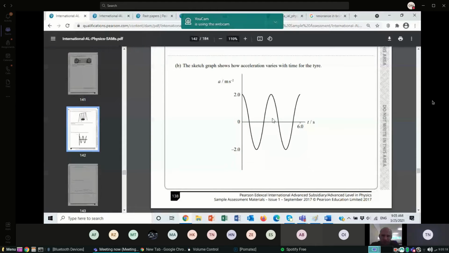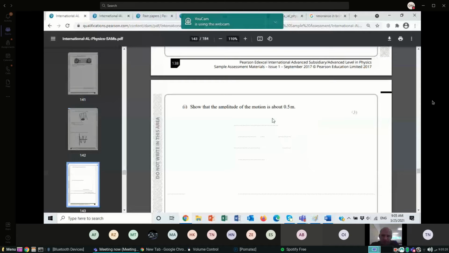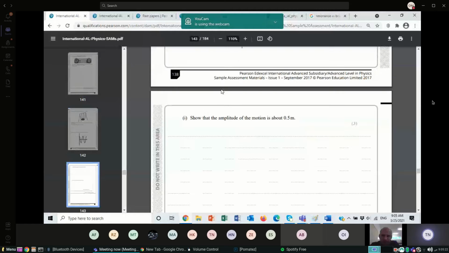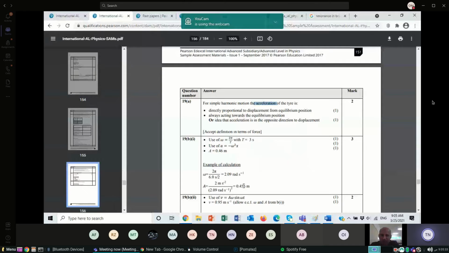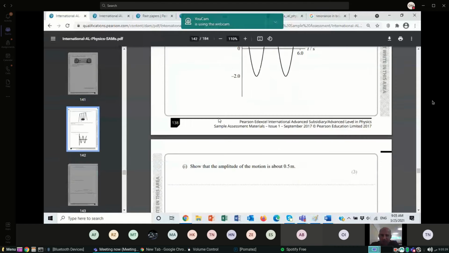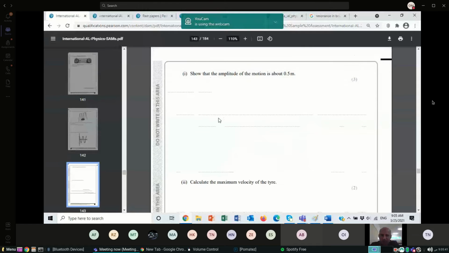Then calculate the frequency, then calculate W, and then use acceleration equals to minus W square x. Acceleration is given, maximum acceleration is 2. Maximum acceleration is equal to minus W square x. So then you can use this formula to calculate the amplitude, A or X, same thing. Show that the amplitude of the motion is about 0.5 meters.